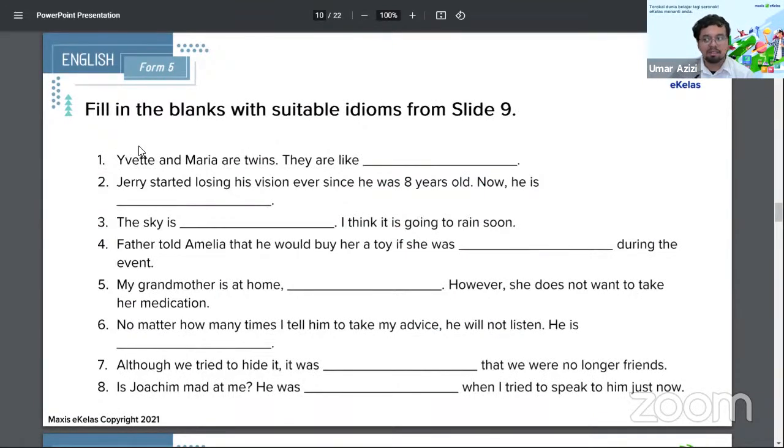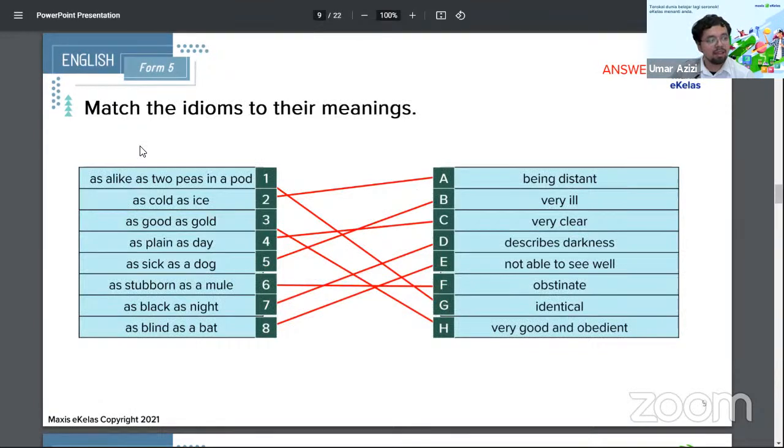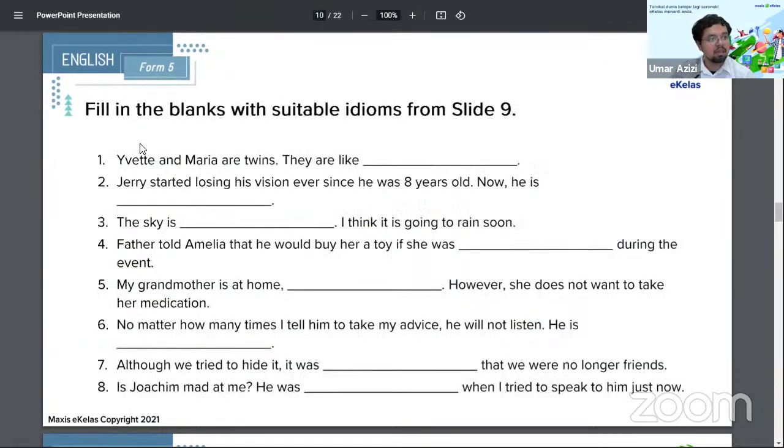Let's now go to the next exercise. It's fill in the blanks with the suitable idioms from slide 9. So we had this, and now we're going to use the idioms here. So number 1, Yvette and Maria are twins. They are like, now twins are similar. What idiom did we have to compare two people together? They are similar. Which idiom can we use here?